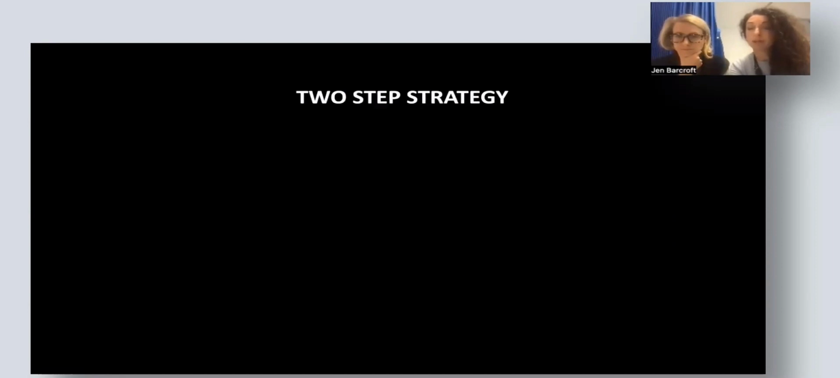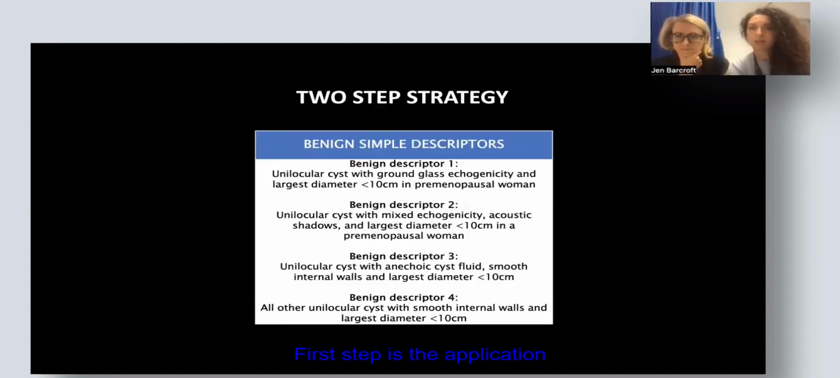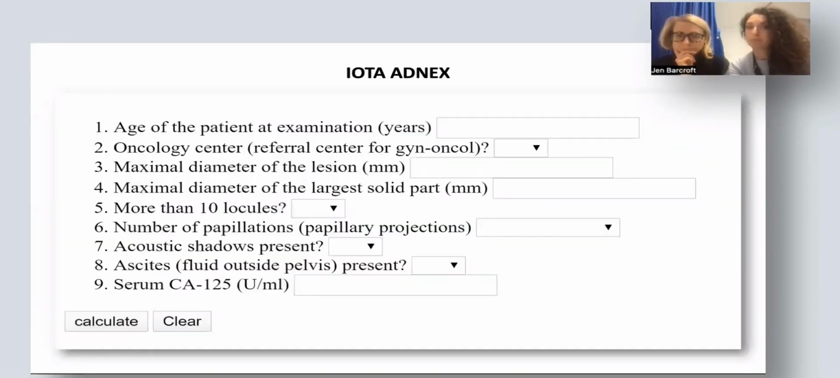Again, two-step strategy. First step is the application of the benign simple descriptors. Are they applicable? No. So remember, very easy. Benign simple descriptors just refer to unilocular lesions. Then, of course, there will be other features that you have to take into consideration. But as far as you have a cyst which is not unilocular, you know that you cannot apply benign simple descriptors. So first step, not applicable.